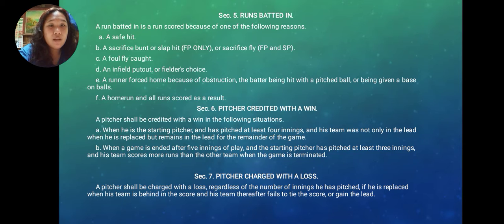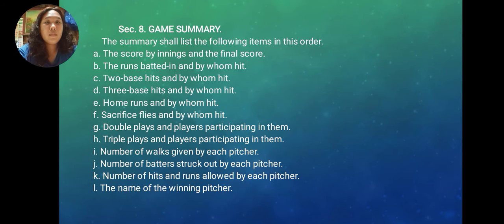So for Section 7, pitcher charged with a loss. A pitcher shall be charged with a loss regardless of the number of innings he has pitched if he is replaced when his team is behind in the score and his team thereafter fails to tie the score or gain the lead. So for Section 8, the game summary.